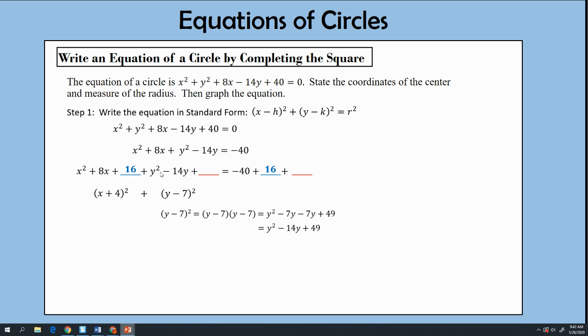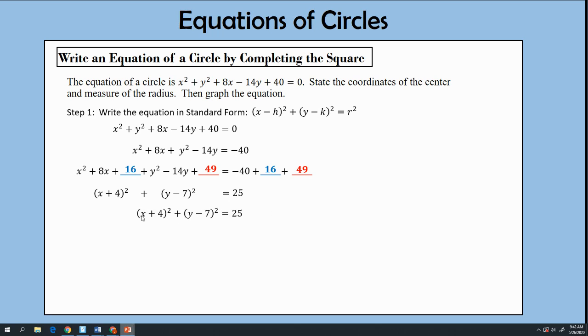Well, I already got the y squared minus 14y. So what do we need? We got to add 49 to make this a perfect square trinomial that equals this binomial squared. If I add 49 to the left, I got to add 49 to the right. Okay, so I've got my x binomial squared, I got my y binomial squared that I needed for this form up here. And now on the right side, I got negative 40 plus 16 plus 49, and that's 25.